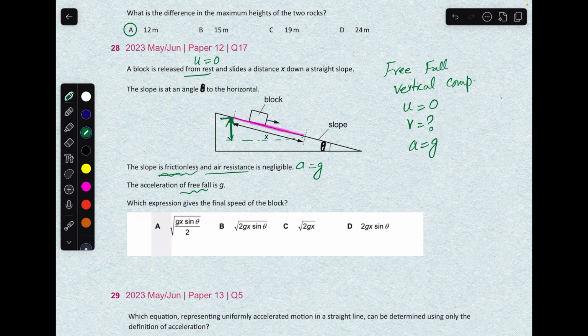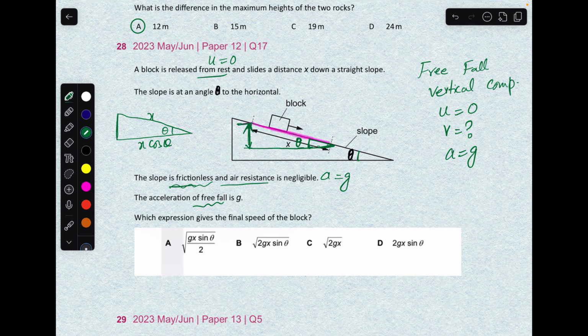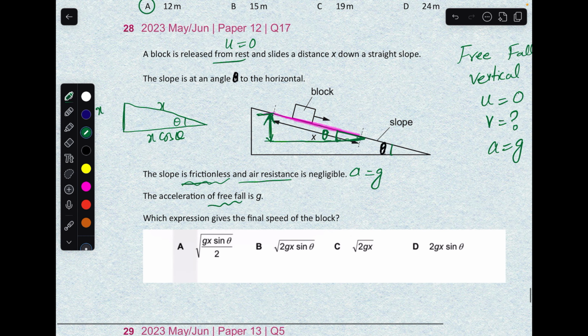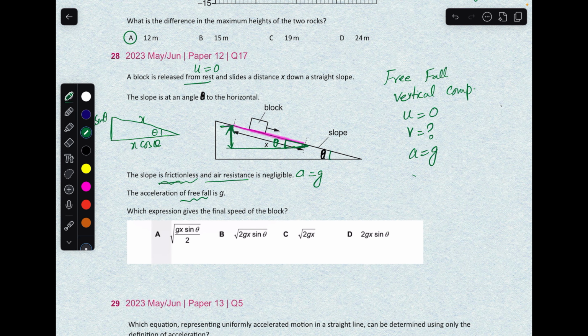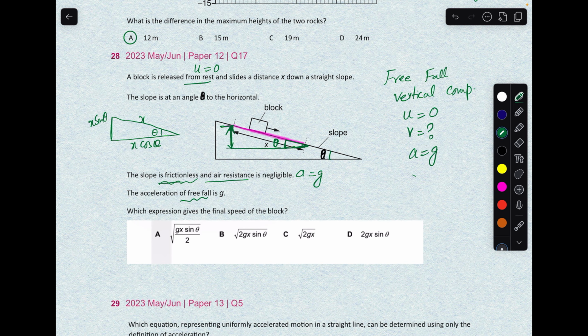So I can make this a triangle. If this angle is theta, this will also be theta. So it's a triangle like this, in which this is theta, this is x, so this will be x cos theta, and this will be x sine theta. So the vertical distance is x sine theta. Okay, so s is equal to x sine theta. Now you can apply the equation of motion on this.